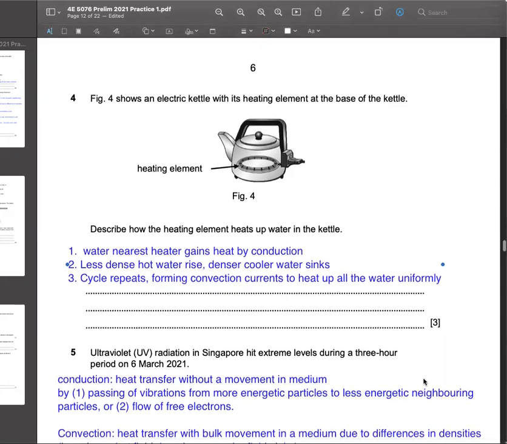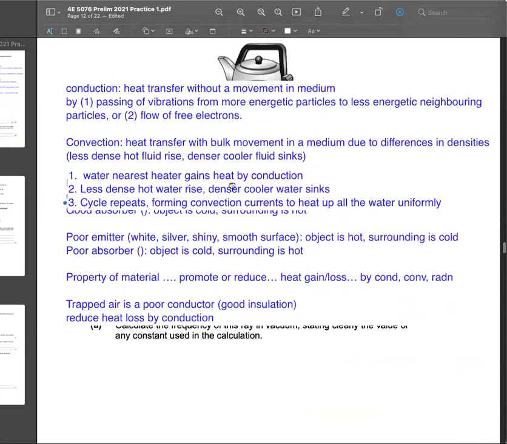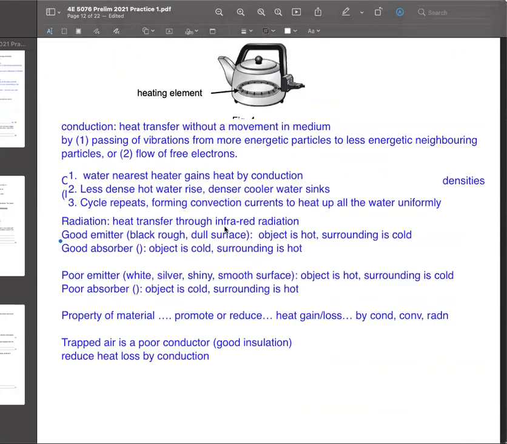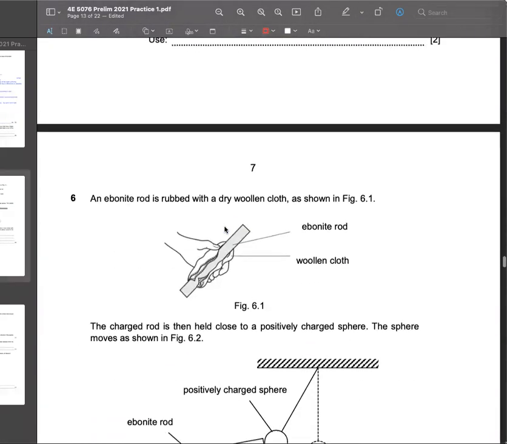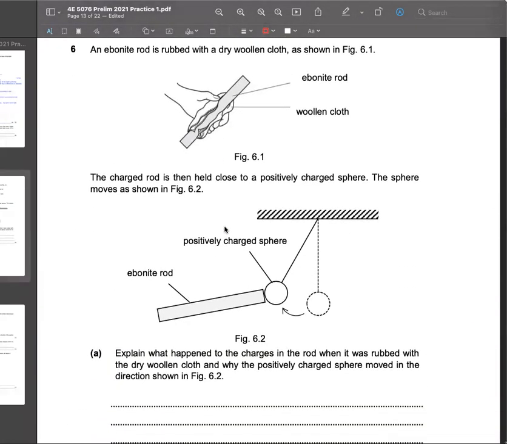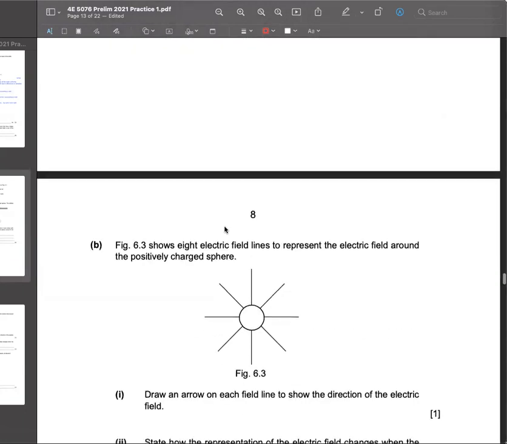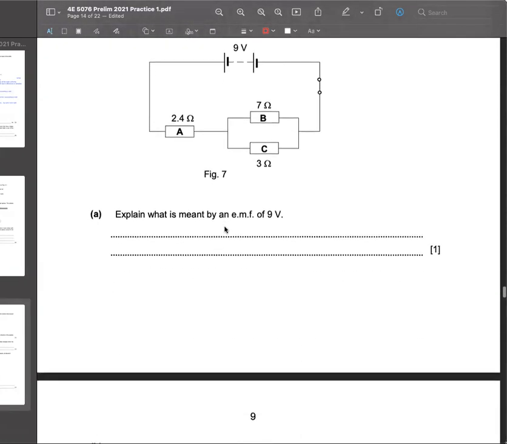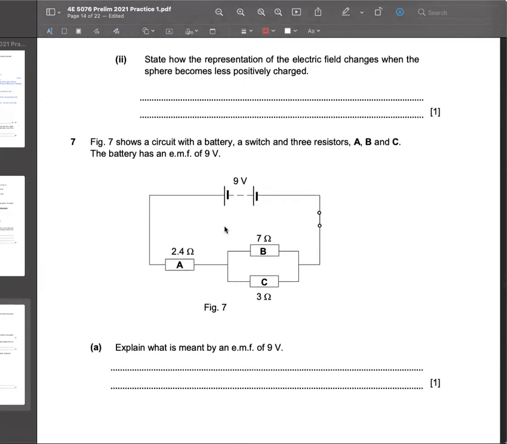We will stop here. Please continue with questions 5, 6, 7, whatever, all these other questions. Especially static electricity. We have not done static electricity for some time already. And then electricity. Okay.